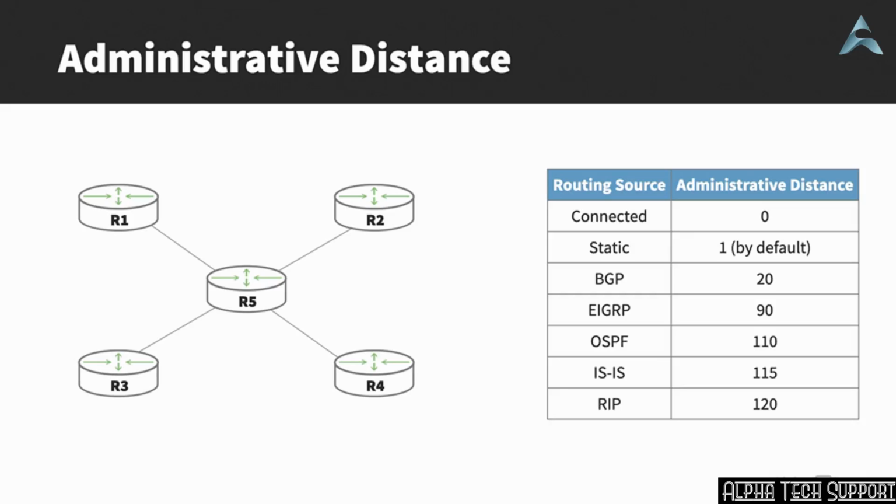EIGRP, that's the Enhanced Interior Gateway Routing Protocol. That has an AD or administrative distance of 90. That's more believable than OSPF, Open Shortest Path First. That's a little bit more believable than Intermediate System to Intermediate System, ISIS, and that's more believable than the Routing Information Protocol, or RIP for short. That has an AD of 120. And this is not meant to be a comprehensive listing, but I did want you to get familiar with some of the common options for dynamic routing protocols and why we might choose one over another.